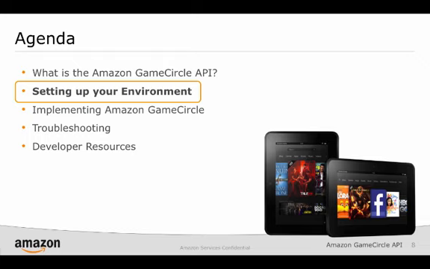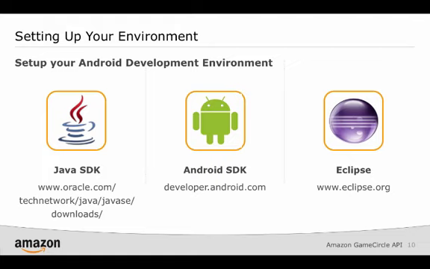Now that we understand what GameCircle is and why we might use it, let's get started setting up our development environment. Before you can start developing mobile apps for Kindle Fire tablets, you must first set up your development environment. At a minimum, you need to install the Java Development Kit, or JDK, Android SDK, and Kindle Fire emulators. We also recommend using Eclipse, an open-source integrated development environment, or IDE. You can find more detailed information on Java, Eclipse, and Android at the link shown.